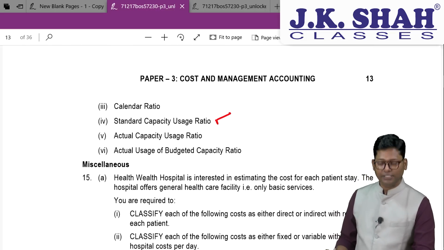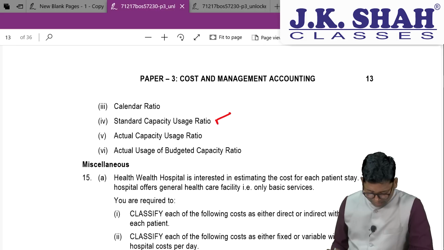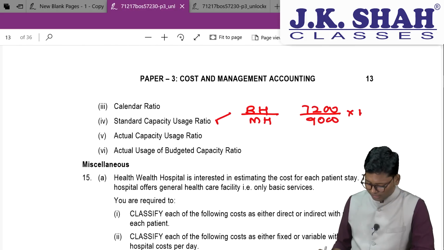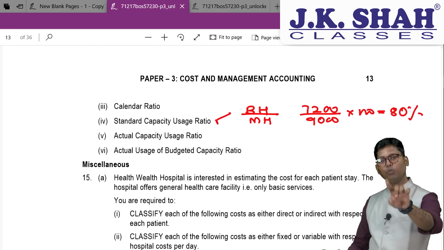Next point says that you should calculate the standard capacity usage ratio. The formula is pretty clear. If you are using standard capacity, you should use budgeted hours and compare them with the maximum hours. My budgeted hours are 7,200, my maximum hours are 9,000. That means I have worked only for 80%. According to my budget, I should work for 80%.